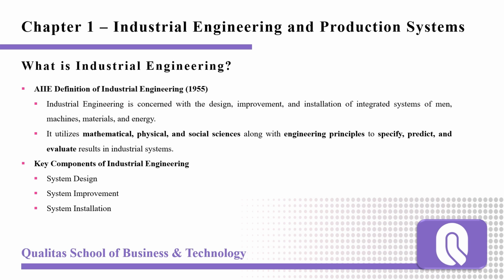So let me take you back to 1955 when the American Institute of Industrial Engineers crafted a definition that still resonates today. I find this definition fascinating because it captures the essence of what we do as industrial engineers. Think about it this way. Industrial engineering is all about creating harmony between people, machines, materials, and energy. It's like conducting an orchestra where every element needs to play its part perfectly.